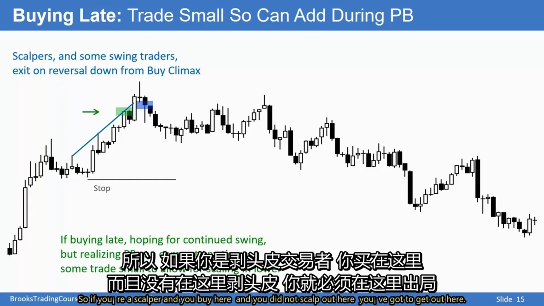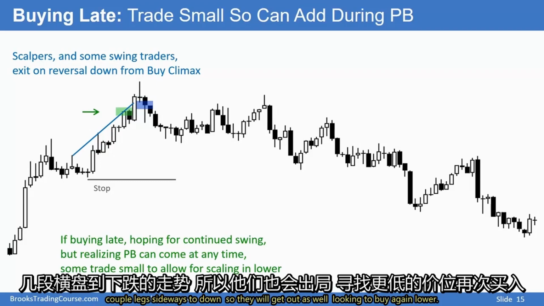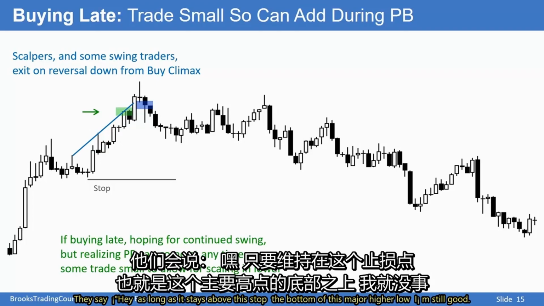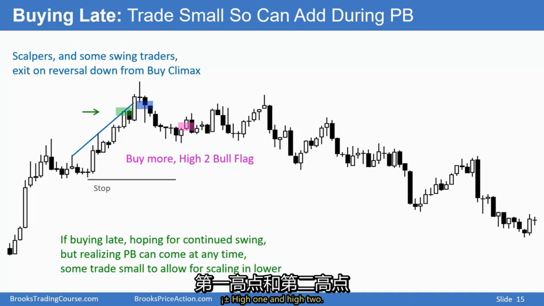So if you're a scalper and you buy there and you did not scalp out here, you've got to get out here. And some swing traders who bought here, when they see this, will think that we'll get a couple legs sideways to down, so they will get out as well, looking to buy again lower. A lot of traders do not get out. They say, hey, as long as it stays above this stop, the bottom of this major higher low, I'm still good. I'll take my buy here and I'll look to scale in lower and see if I can make more money. High 1 and high 2.